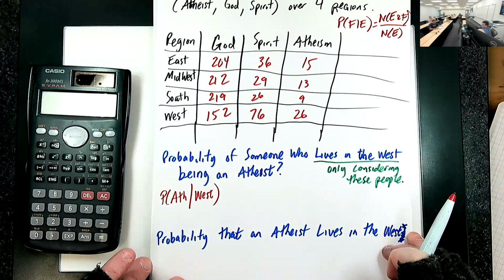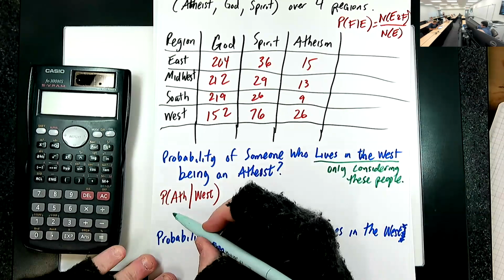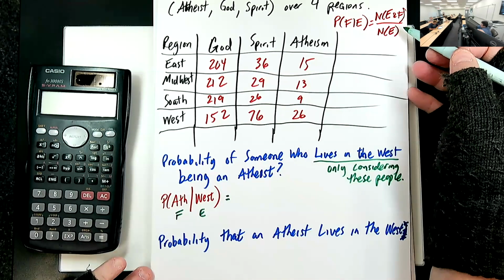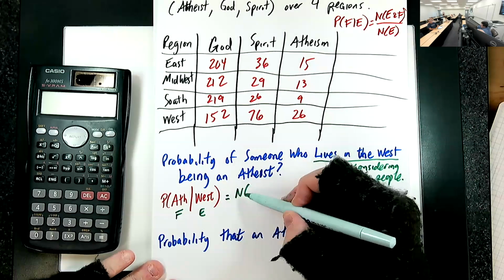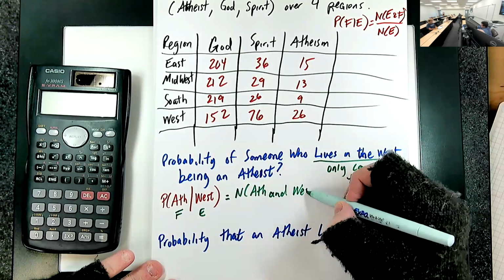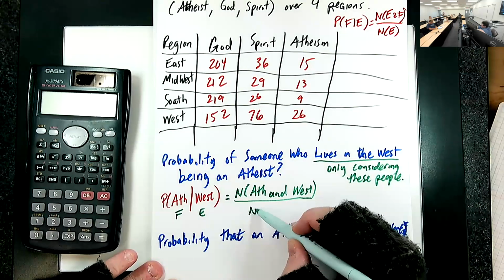Oh, I'm off the screen. So this is like my F and my E. So what we want, if we're following these patterns, is the number of atheists and West, so atheists that live in the West, divided by the number of people in the West.